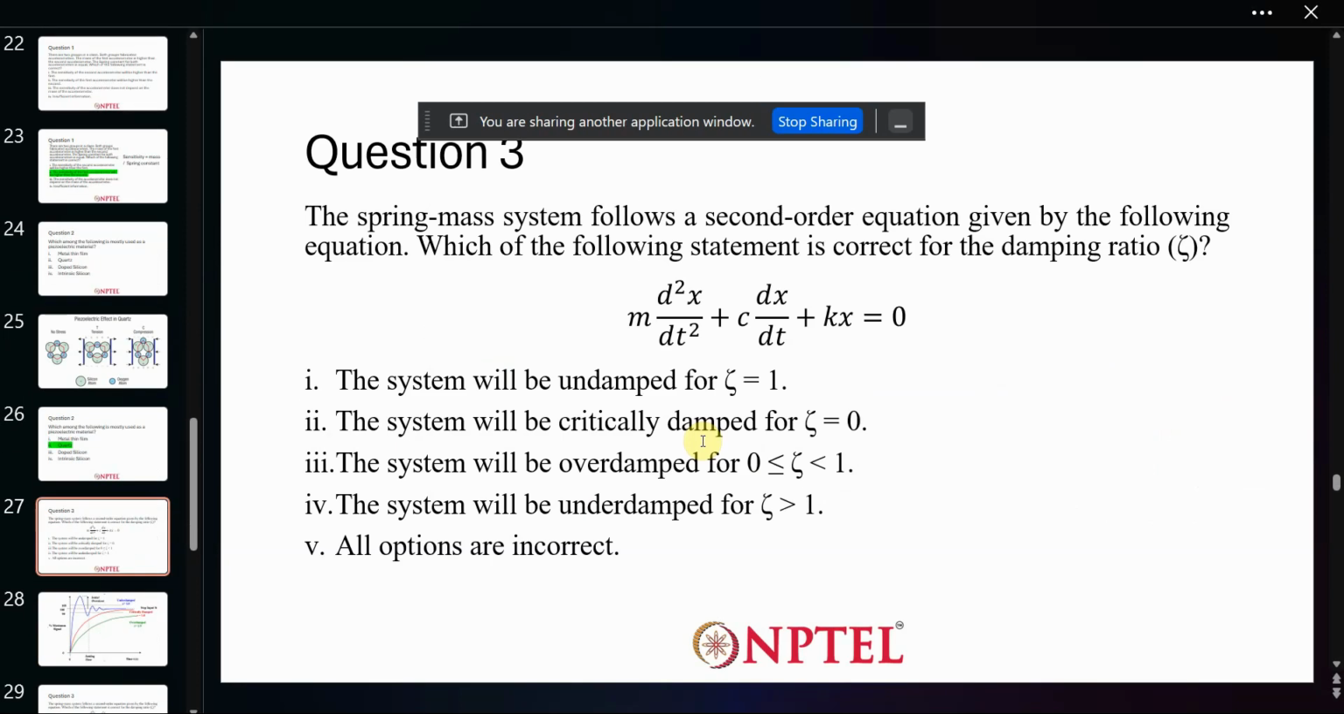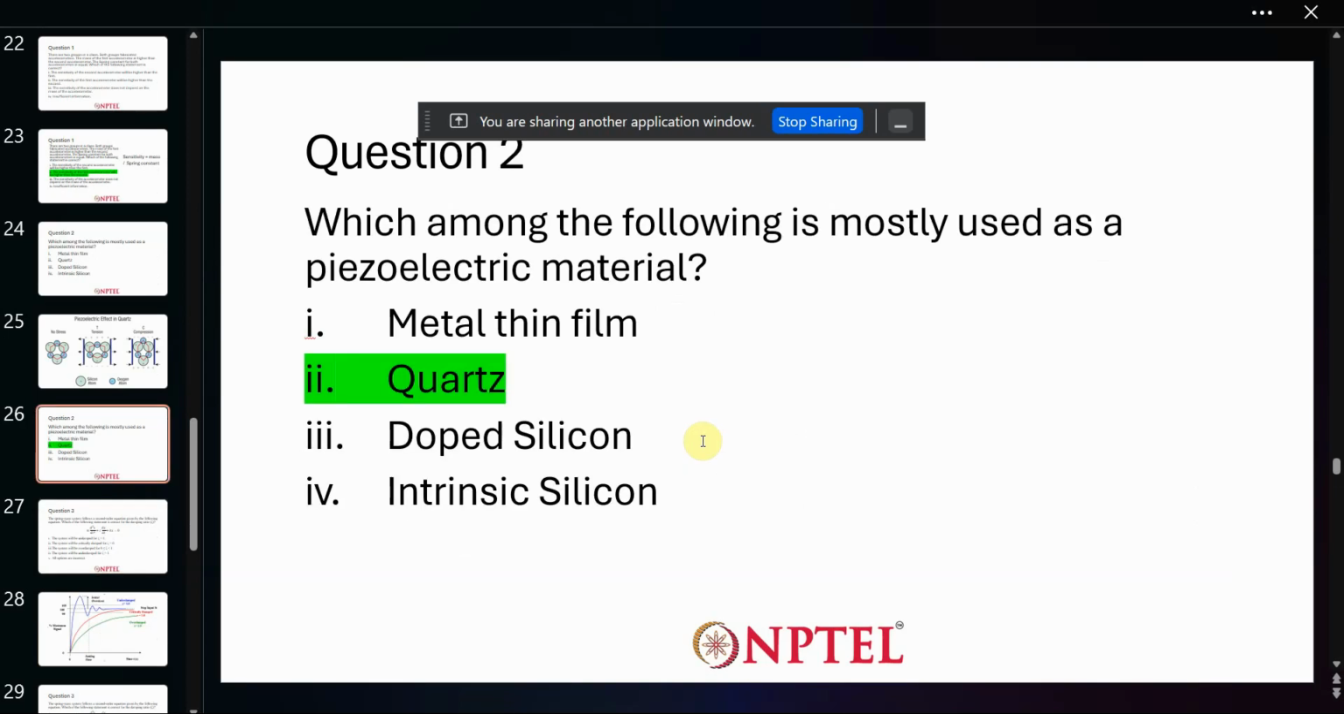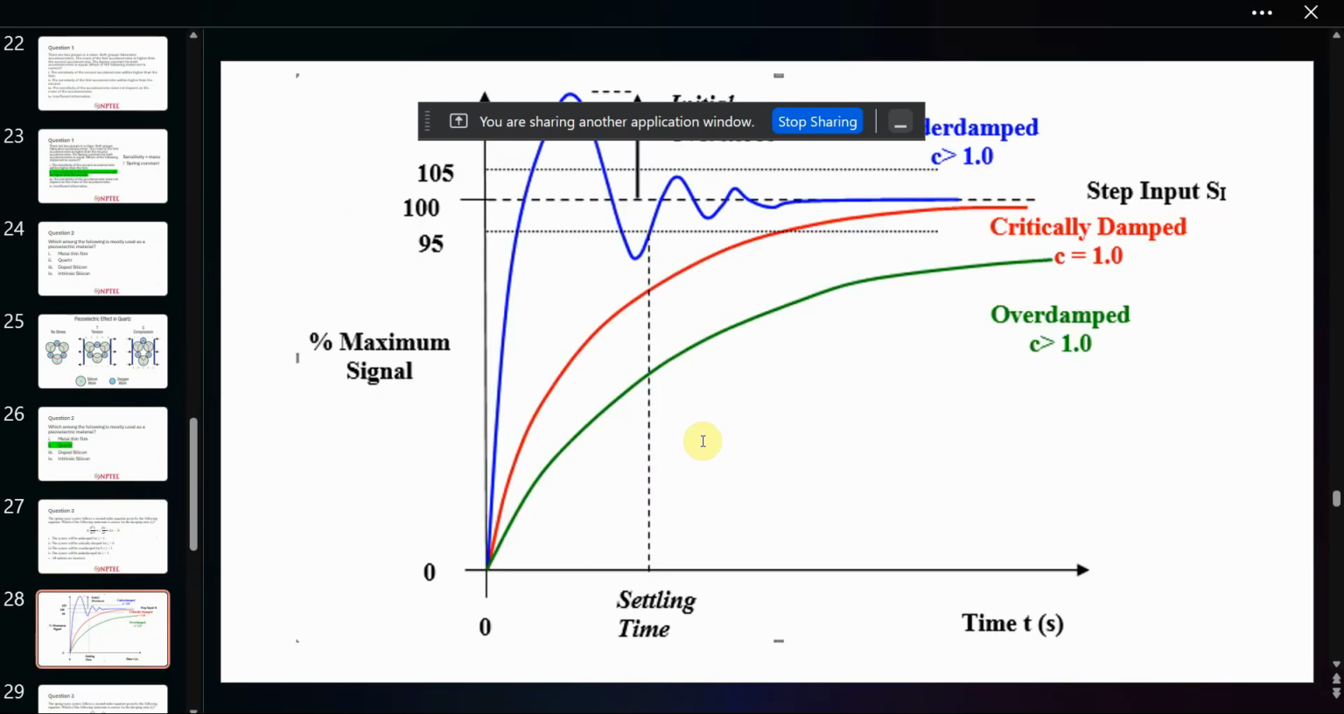The third question is a second order equation describing the spring mass system. Which of the following statements are correct for the damping ratio? Basically, the damping ratio is the relation between the frequency and the critical frequency. In case of critically damped, eta is equal to 1. In case of an underdamped system, eta is between 0 and 1, and in case of an overdamped system, eta is greater than 1.